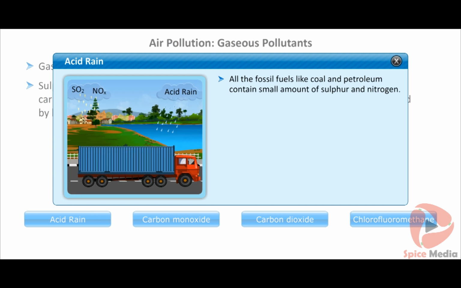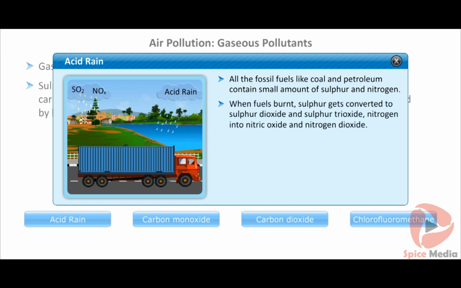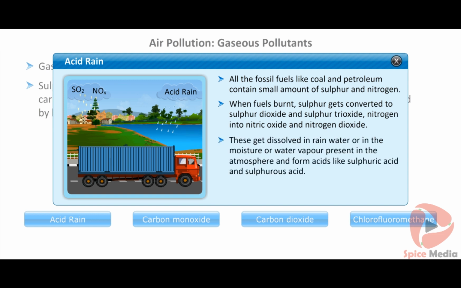All the fossil fuels such as coal and petroleum contain small amounts of sulfur and nitrogen. When these fuels are burnt, sulfur gets converted to sulfur dioxide and sulfur trioxide, nitrogen into nitric oxide and nitrogen dioxide. These get dissolved in rainwater or in the moisture or water vapor present in the atmosphere and form acids like sulfuric acid and sulfurous acid. These acids get deposited on land through rain. This is called acid rain.